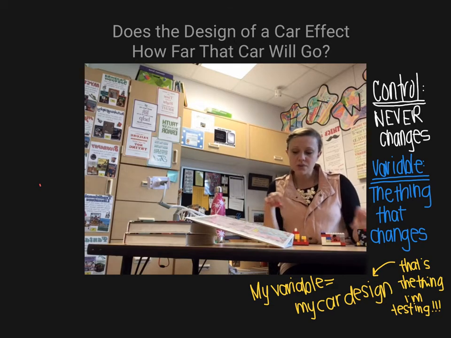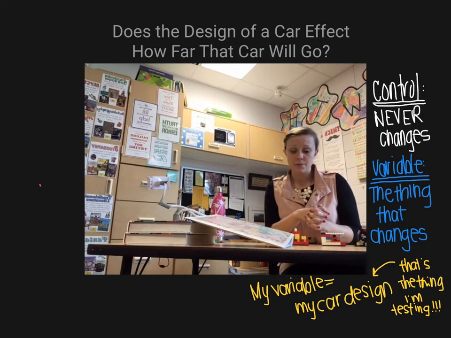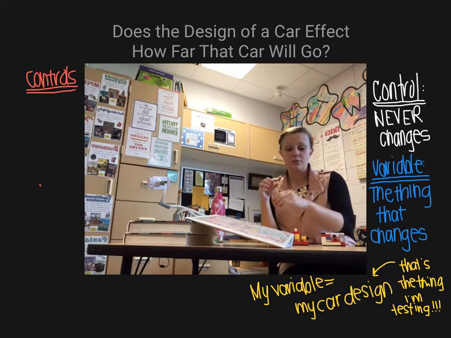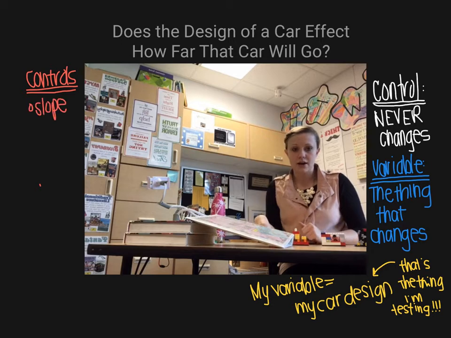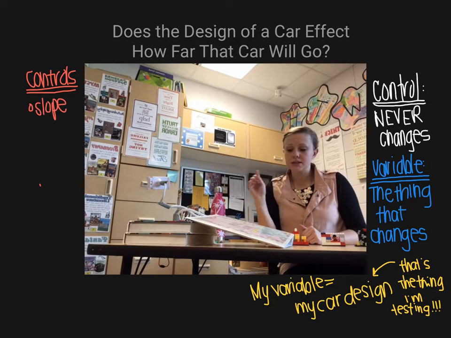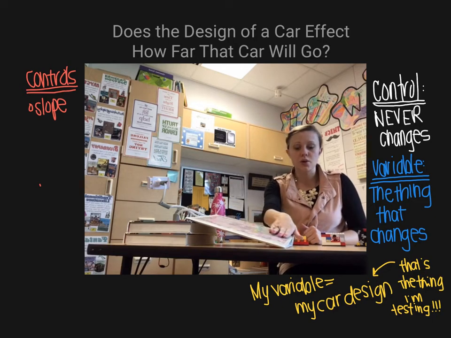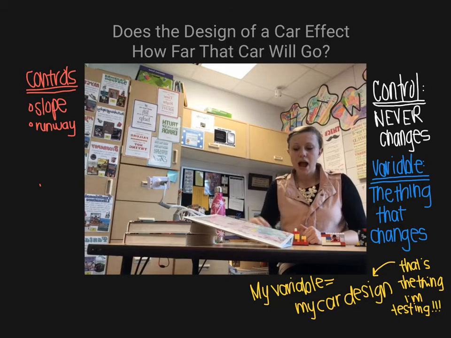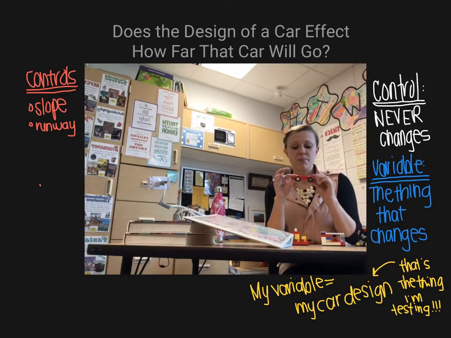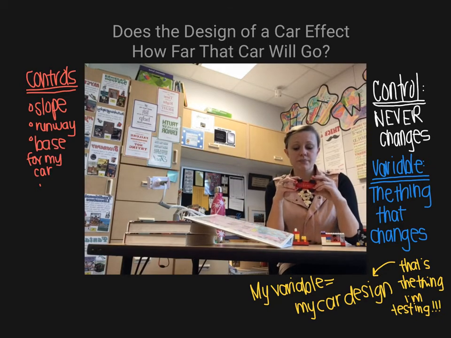So some of the controls that I've thought about are this. First of all, the slope of my runway is going to be the same for every single car that I let off the ramp here. Next, another control is that I'm going to use the exact same runway. I'm going to use the same binder on every single test. I'm also going to use the same base, which means the tires are the same, and the base itself is exactly the same for every single test.